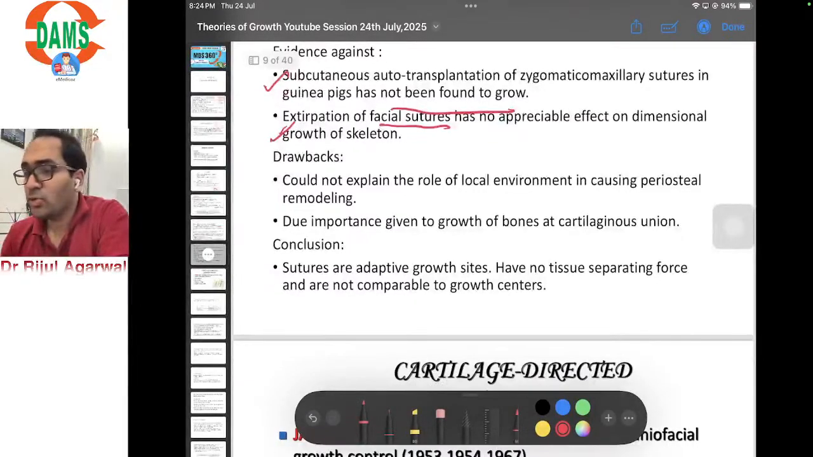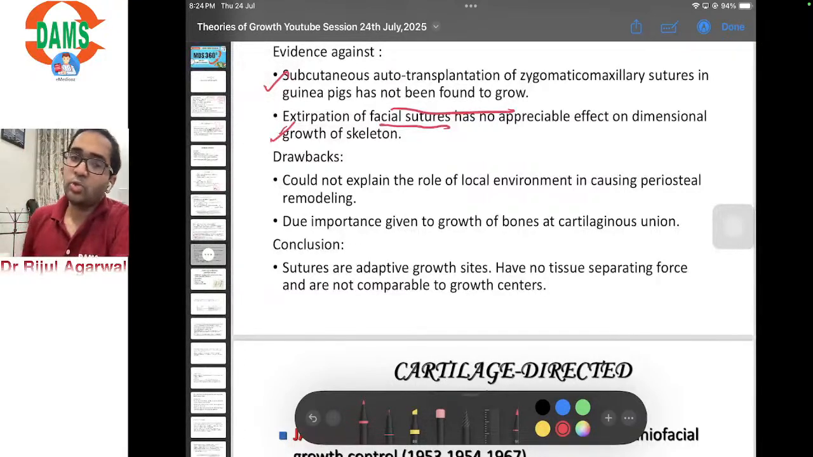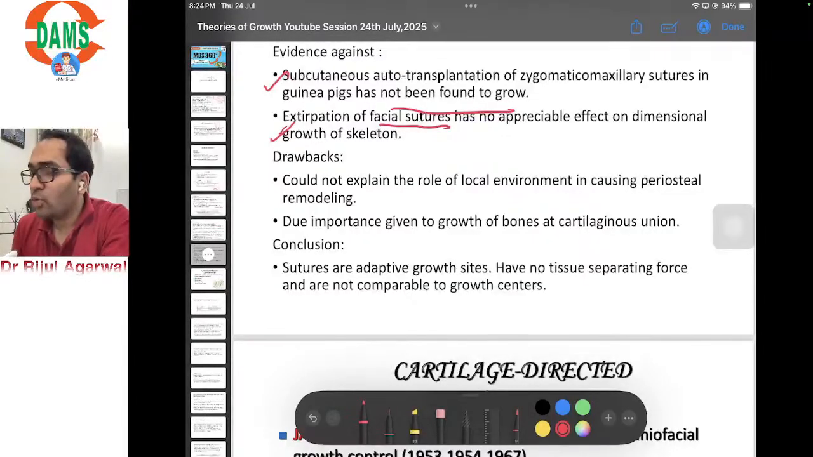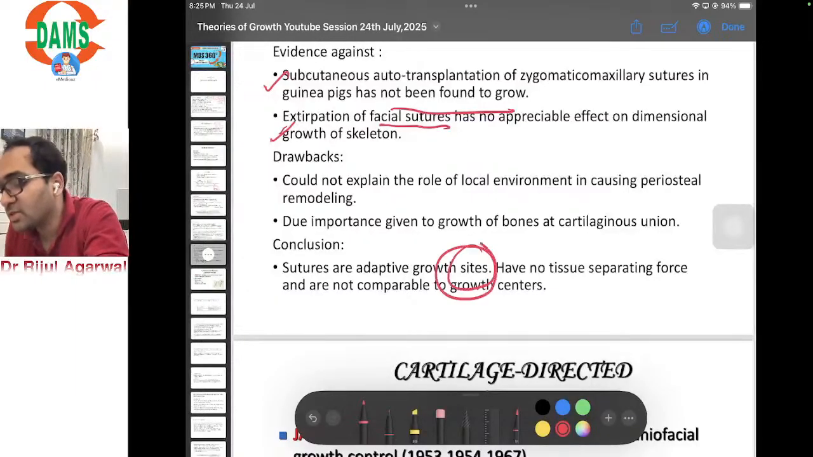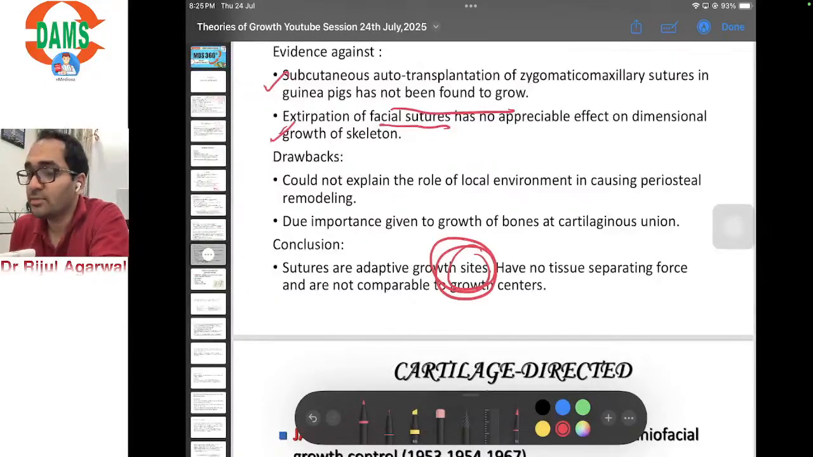So in conclusion of this theory, it was said that sutures are adaptive growth sites, they are not growth centers, hence they have no tissue separating force and are not comparable to growth centers. They are just adaptive growth sites. First of all, they are sites, not growth centers, and they are adaptive, meaning they adapt to the growth of the surrounding structure, not vice versa, which was said according to this theory.